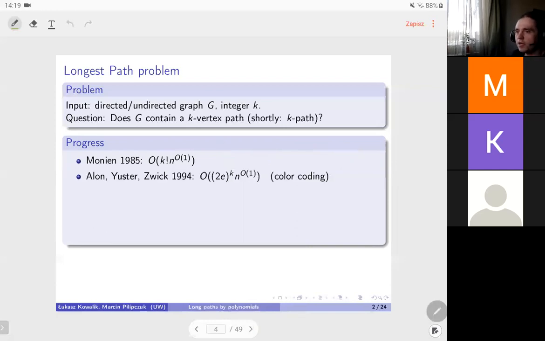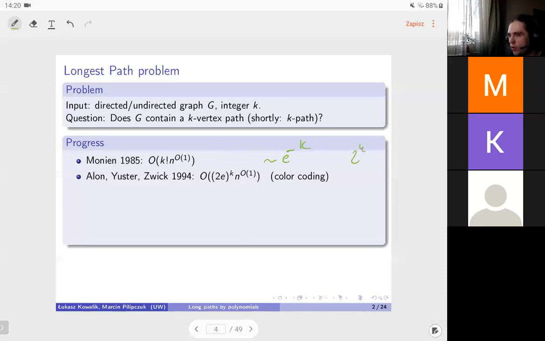And then we had the color coding algorithm that was a bit more sophisticated. We did a random choice that had slightly higher success probability, one over e to the k, the success probability was. So the idea there was to randomly color the vertices with k colors, and with probability roughly e to the minus k, the path that we are looking for was colored with k distinct colors. So it was colored rainbow. And then there was a 2 to the k dynamic programming algorithm that finds a rainbow path, that finds a path that uses exactly all the k colors, each color exactly once.